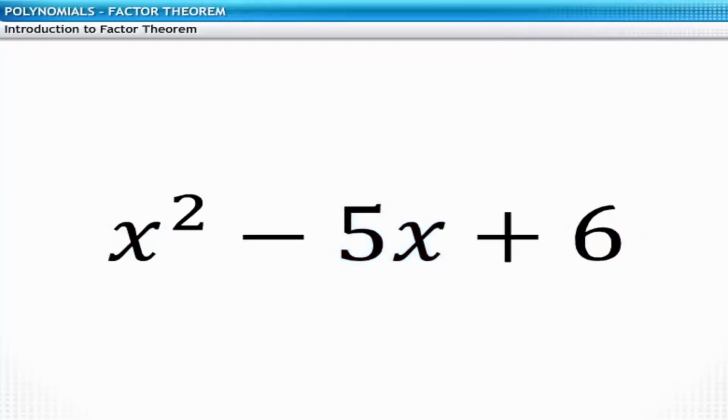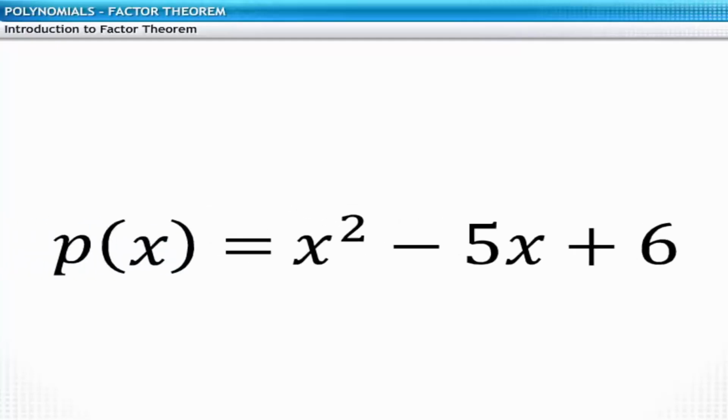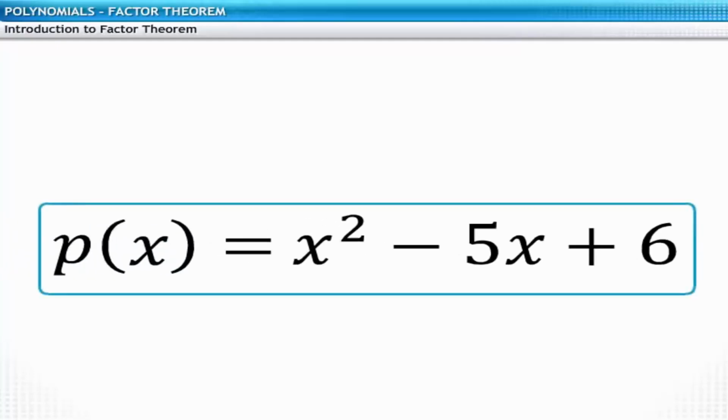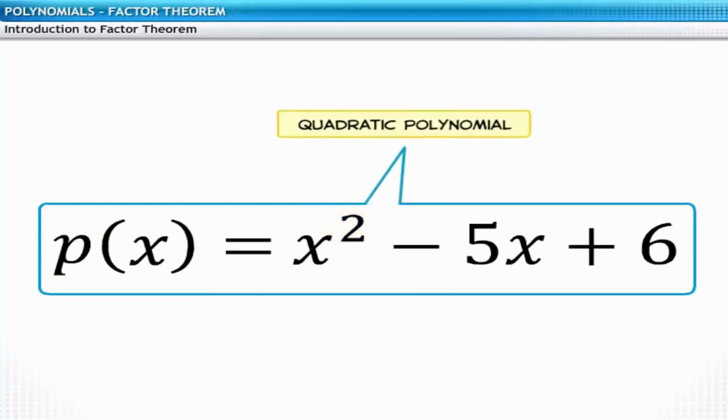A real number that precedes the variable is called the coefficient. The variable of this polynomial is x. Hence, it can be represented as p of x, which is the general form of representing polynomials. In this polynomial, the highest degree of x is 2. Thus, this is a quadratic polynomial.